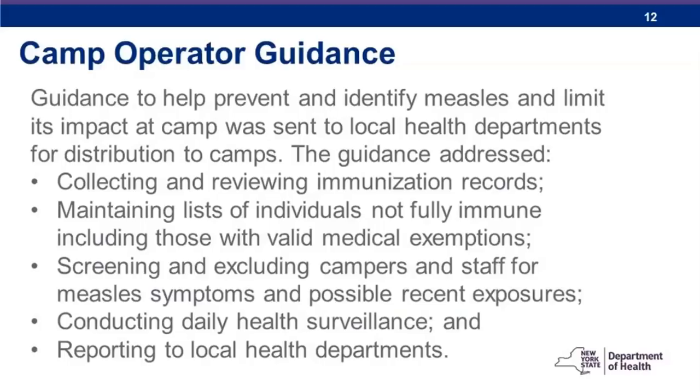In addition to discussing the minimum vaccine recommendations for campers, the guidance addressed collecting and reviewing immunization records, maintaining lists of individuals that are not fully immune, including those with valid medical exemptions, screening and excluding campers and staff for measles symptoms and possible recent exposures, conducting daily health surveillance, and reporting to local health departments. We're going to discuss each of these items in greater detail and highlight the guidance documents that are now available.